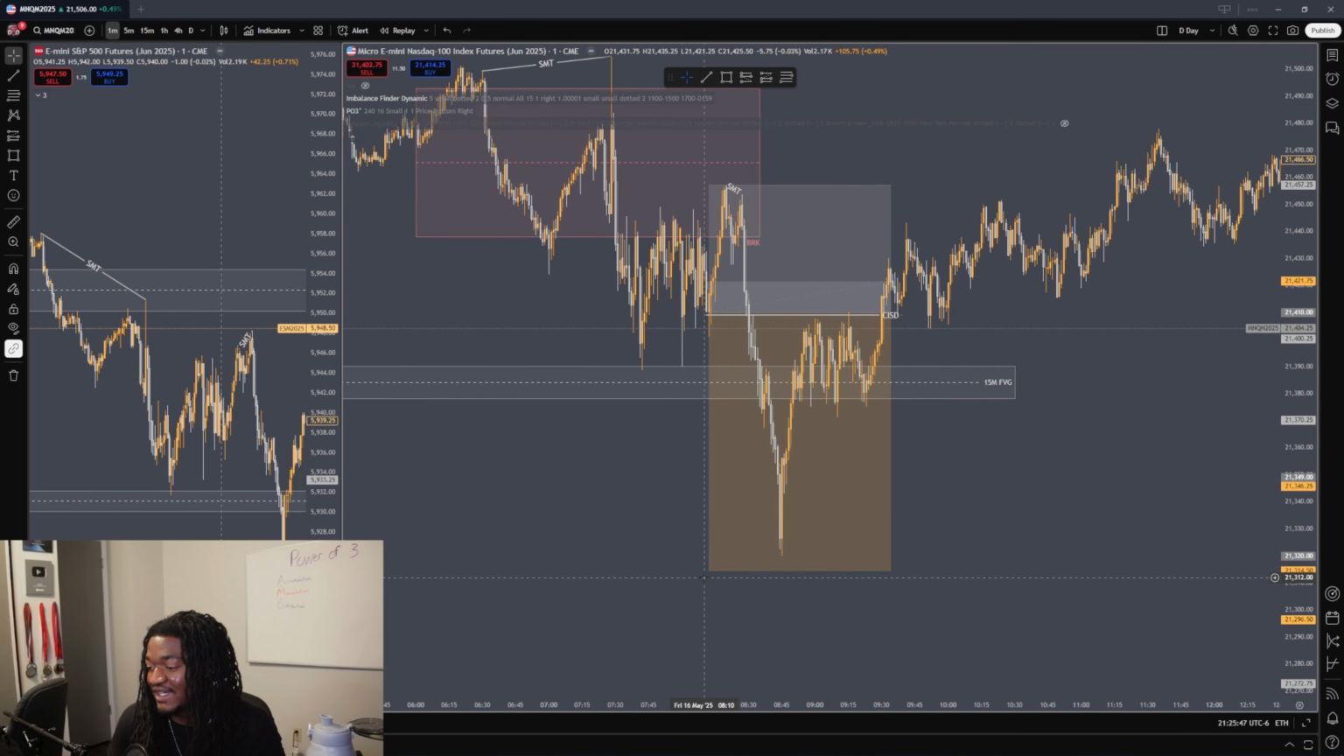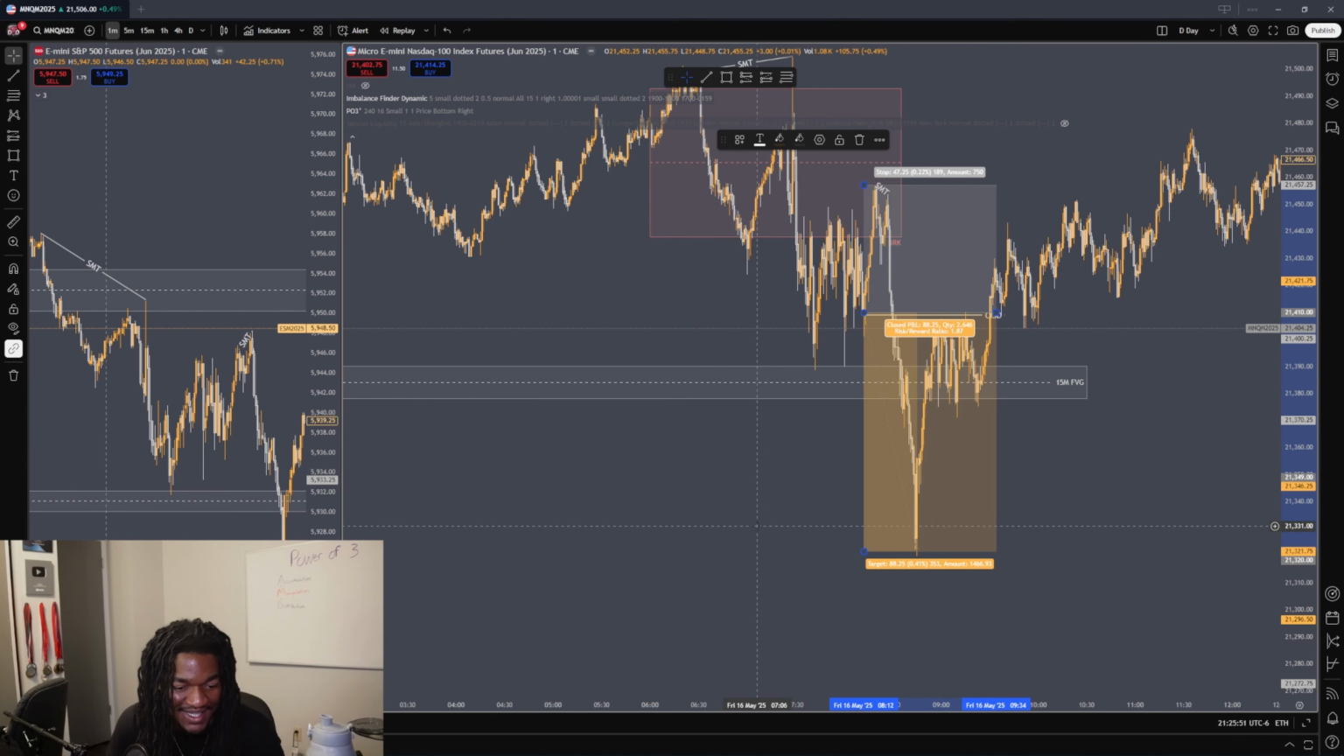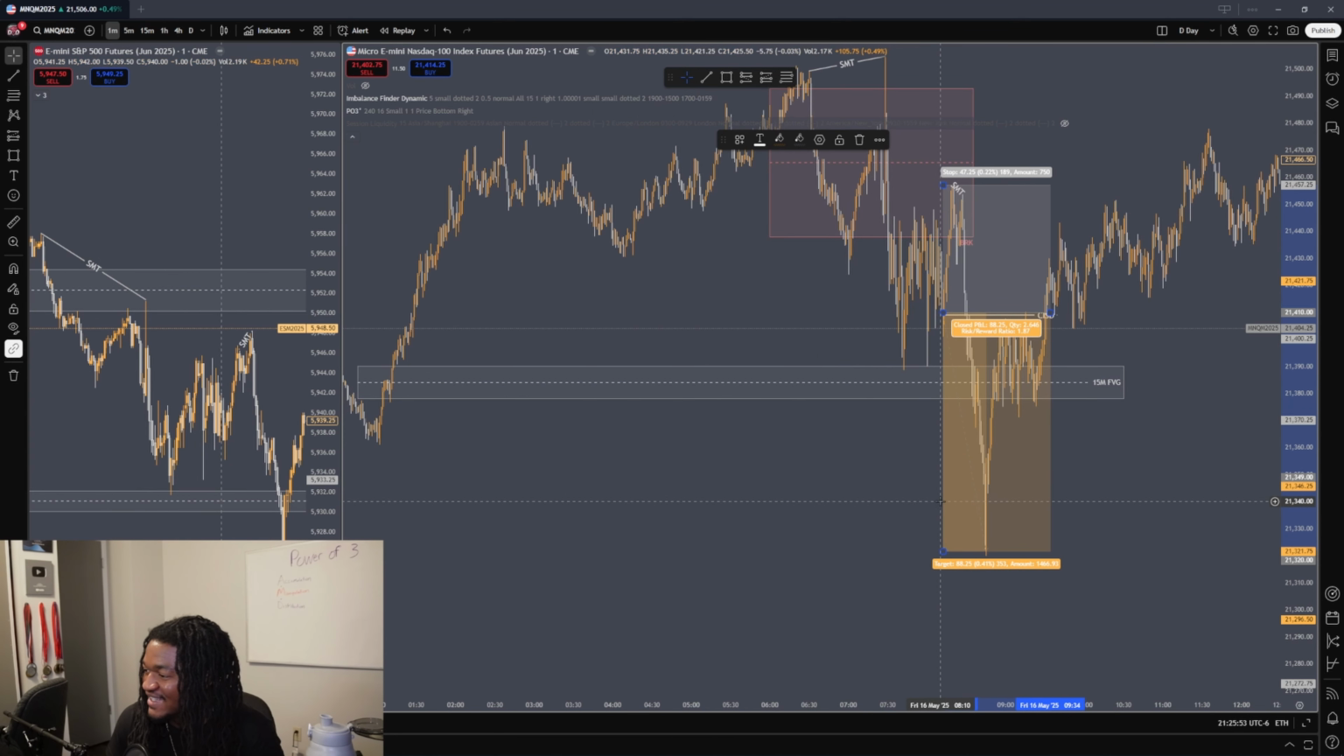Again, I didn't end up taking this trade. I'm kind of mad. I'm kind of mad I didn't take that trade.